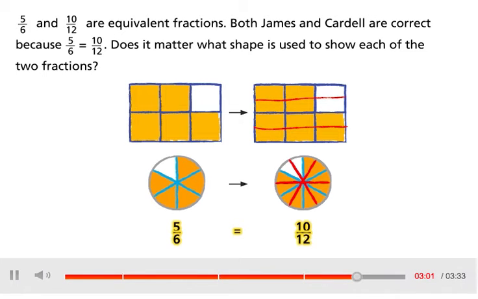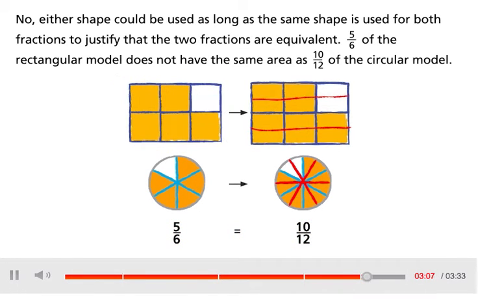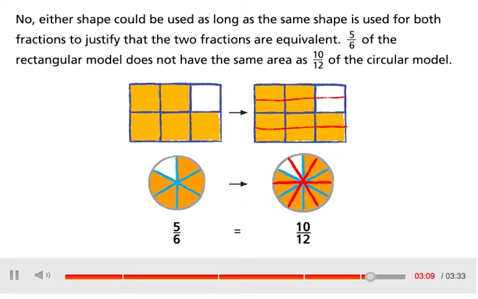Does it matter what shape is used to show each of the two fractions? No, either shape could be used as long as the same shape is used for both fractions to justify that the two fractions are equivalent. 5/6 of the rectangular model does not have the same area as 10/12 of the circular model.